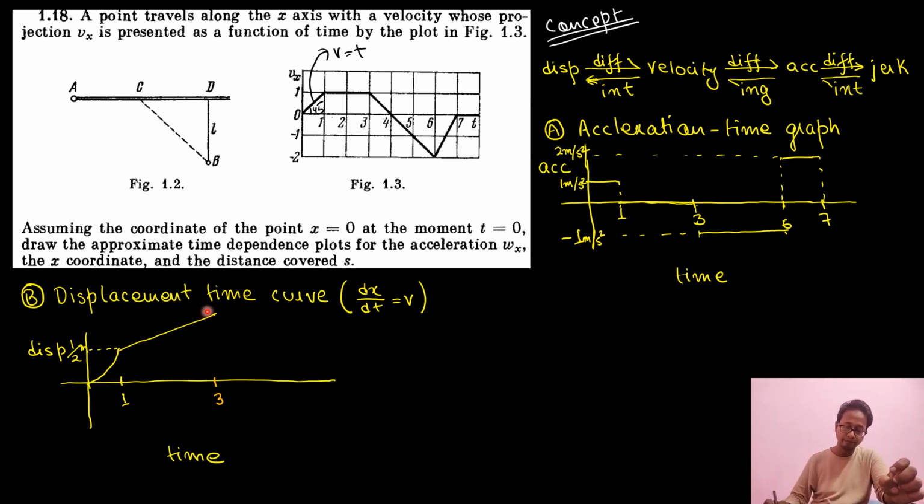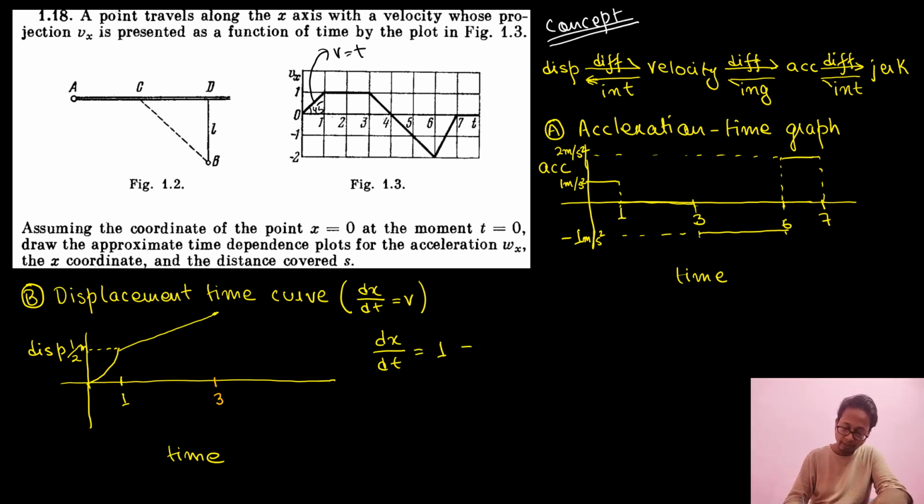The slope of this curve is nothing but the value of this slope. Now what is the value of this at this point? Let's see. For 1 to 2 seconds, it traveled with acceleration 1 meter per second square. So you can simply write dx by dt is equal to how much?